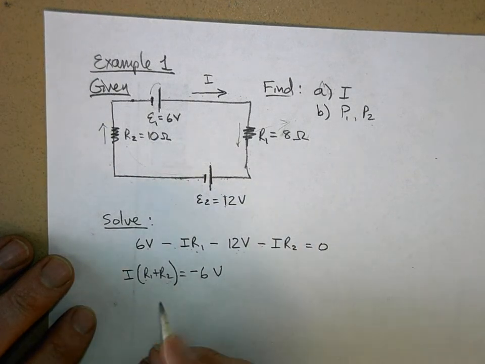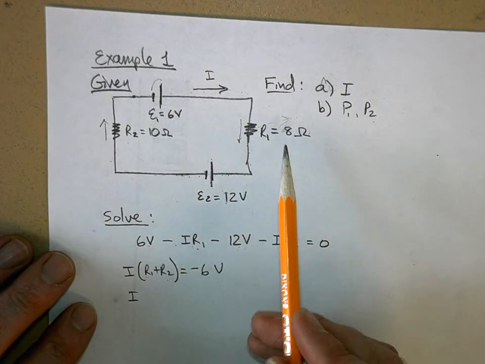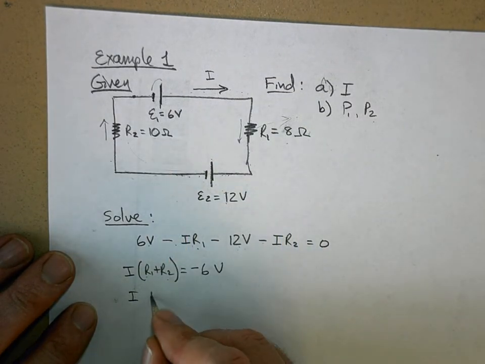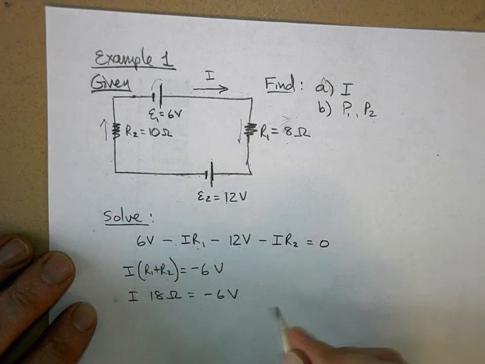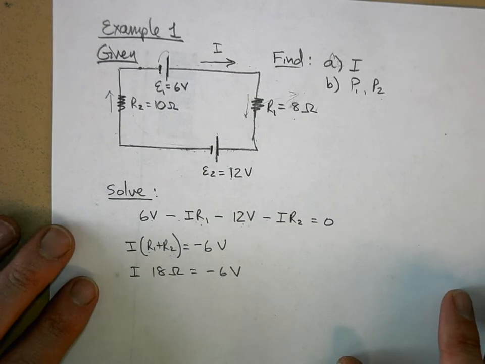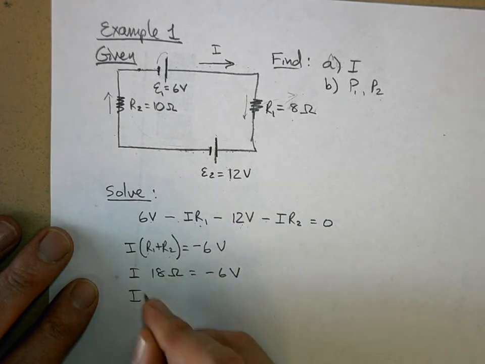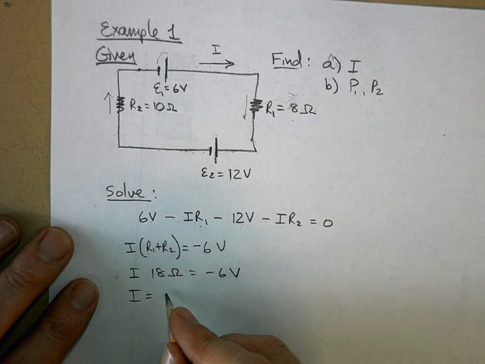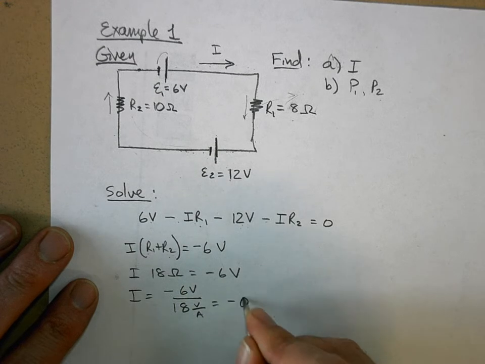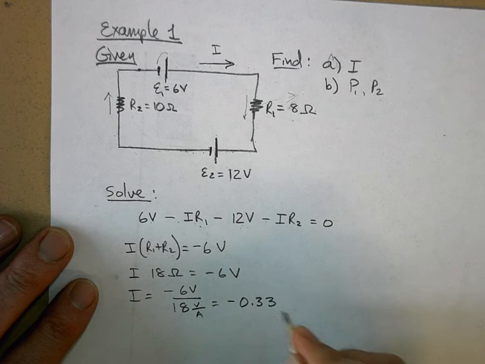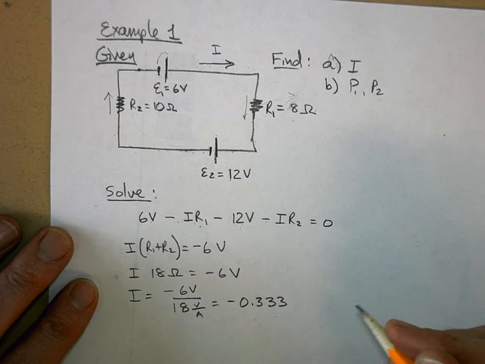So to save a little time, I'll just say, what is R1 plus R2? 8 plus 10 is 18. So this is 18 ohms times I equals negative 6 volts. And so now you just divide, and we get I is equal to negative 6 volts divided by 18. Now what is an ohm? An ohm is a volt per amp. So this is negative 0.333, I guess 3 significant figures, amps.